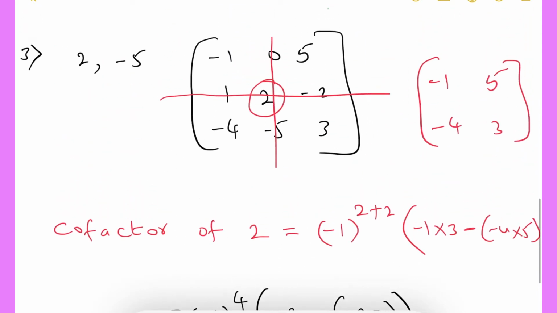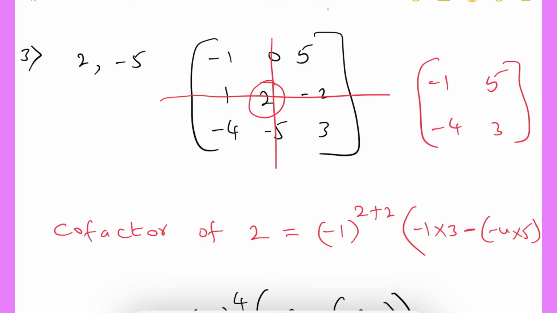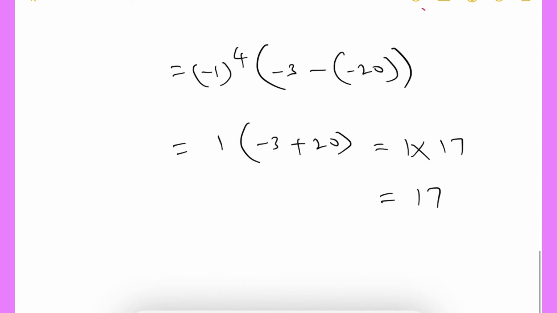Next, one more is asking: find the cofactor of minus 5. Okay, first let me write the matrix again. Minus 1, 0, 5; 1, 2, minus 2; minus 4, minus 5, 3.